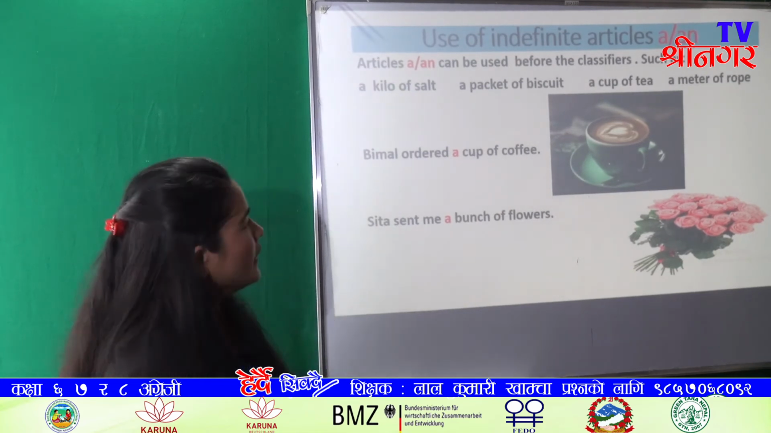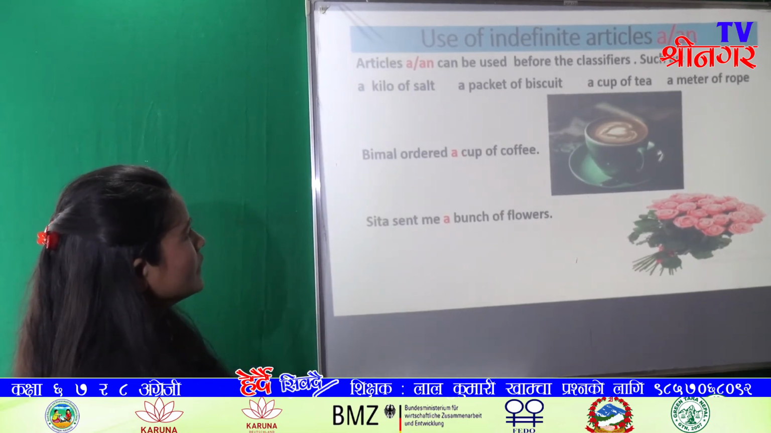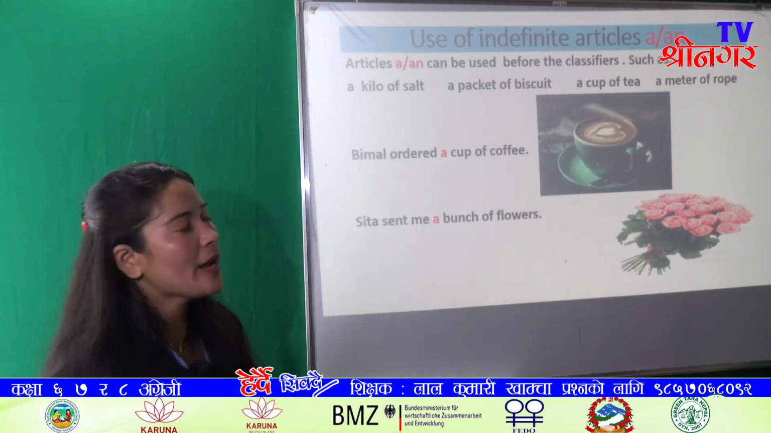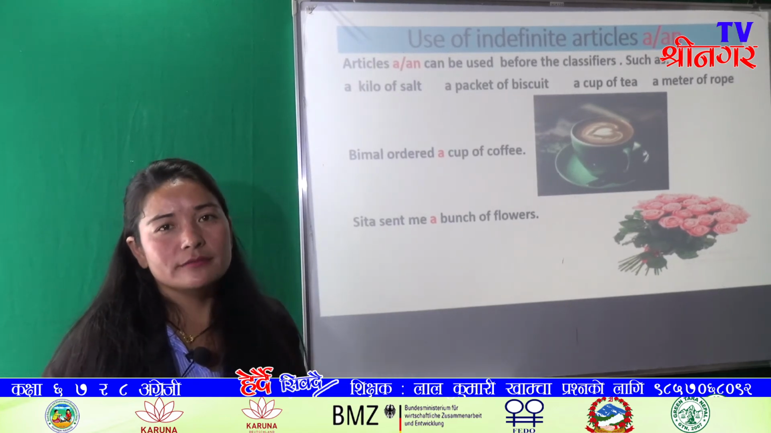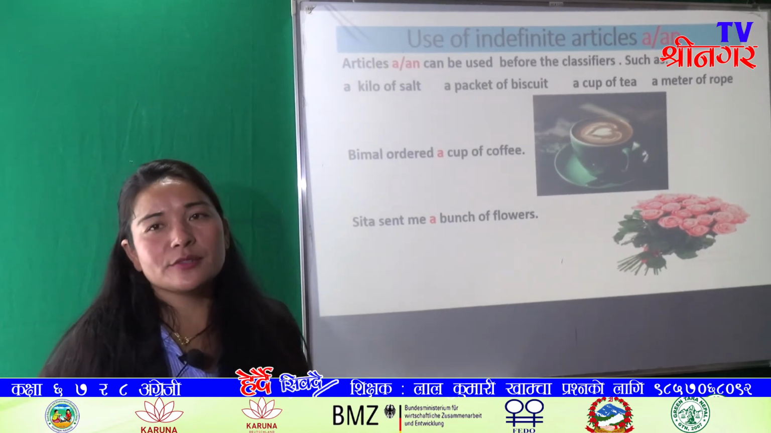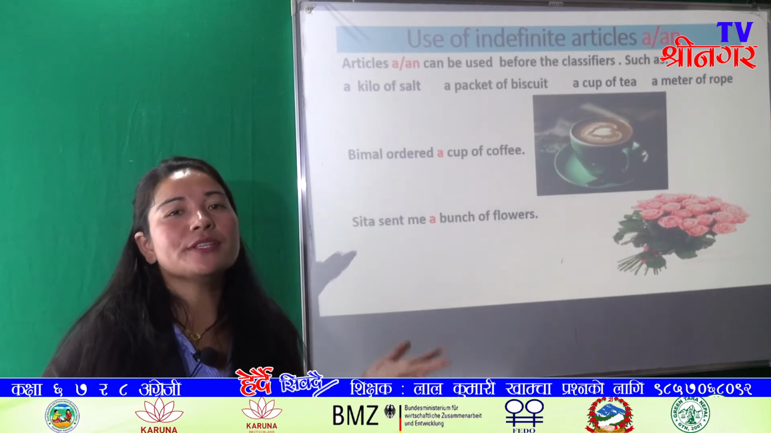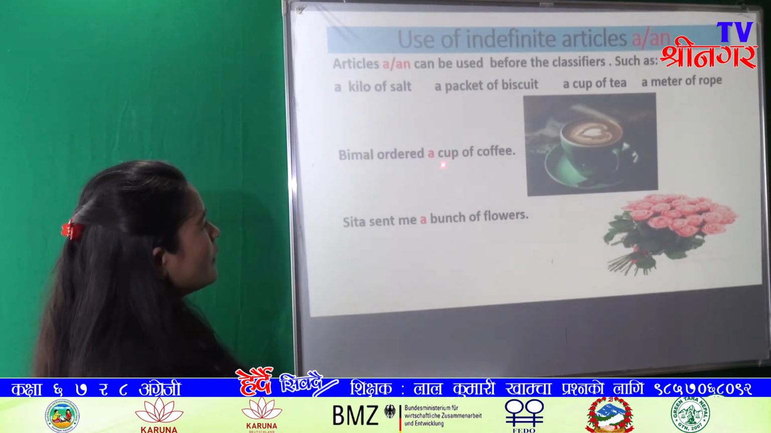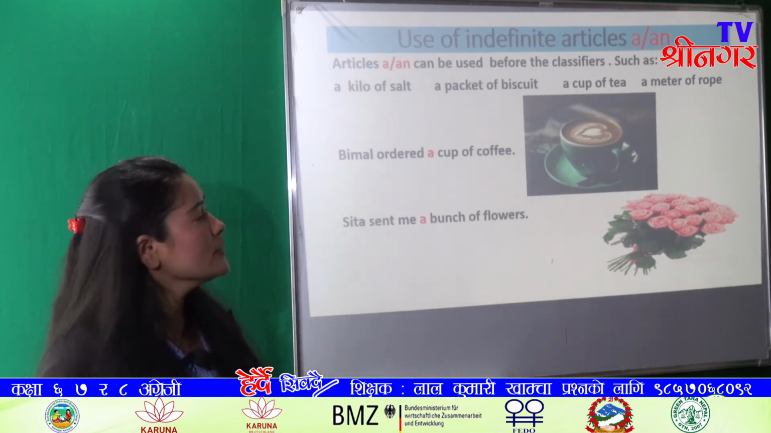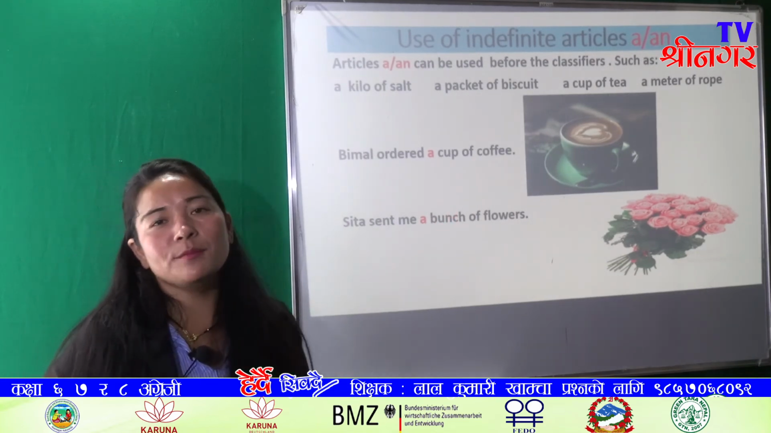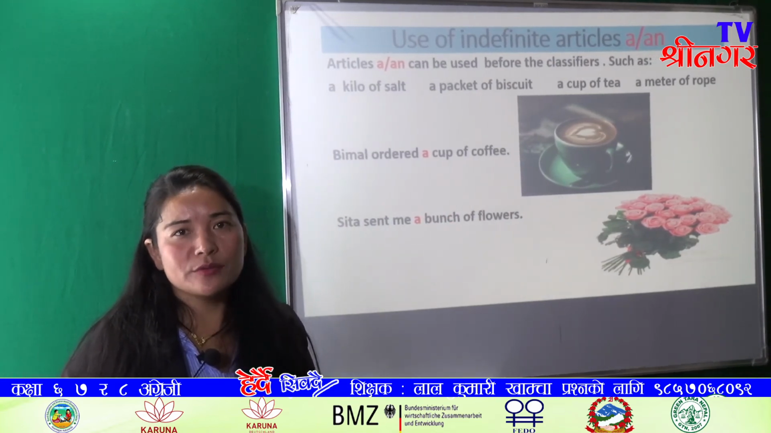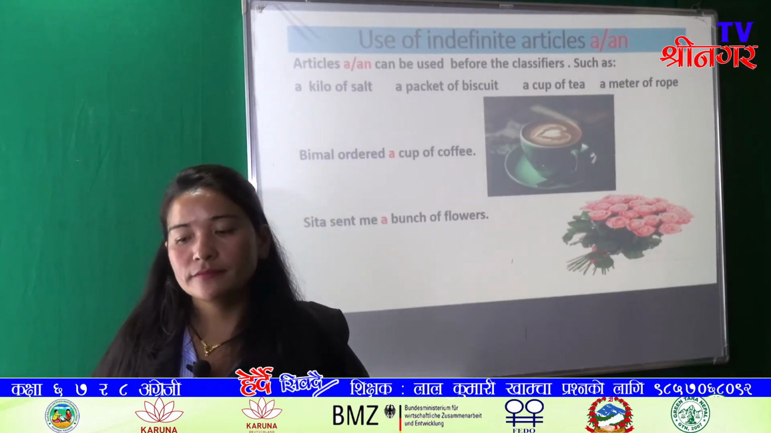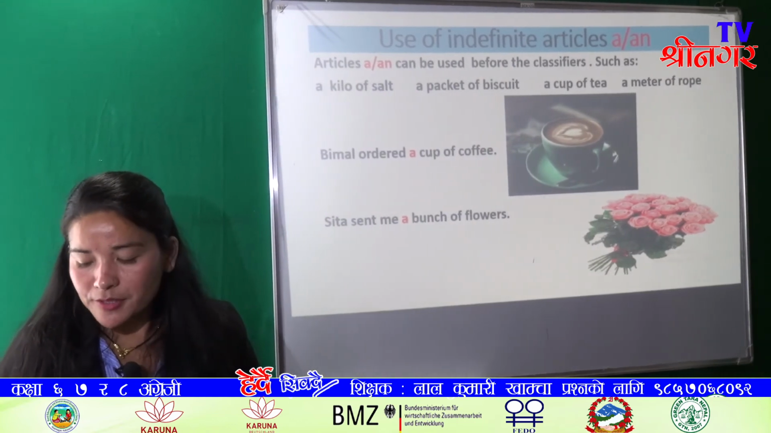Okay, and here we use a and an. It means with a classifier, or before a classifier, we can use a. But we can use an also, when the word starts with a vowel sound. Okay, here cup, cu is a consonant sound, and here bunch, you know, bu is also a consonant sound. So before a consonant sound we have to use article a. Okay, have you understood or not?